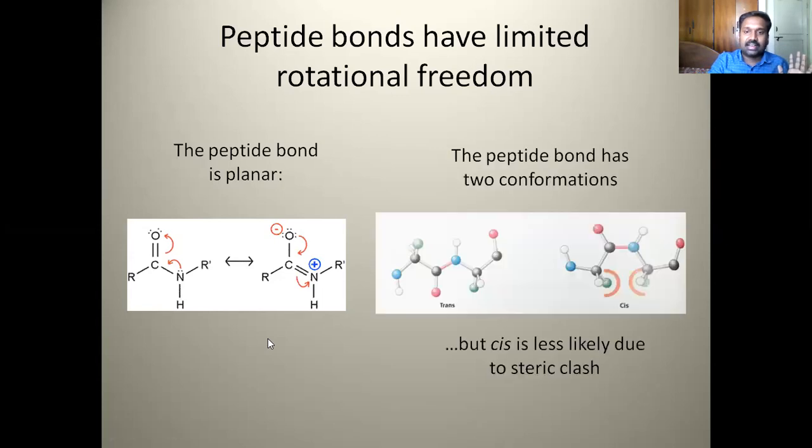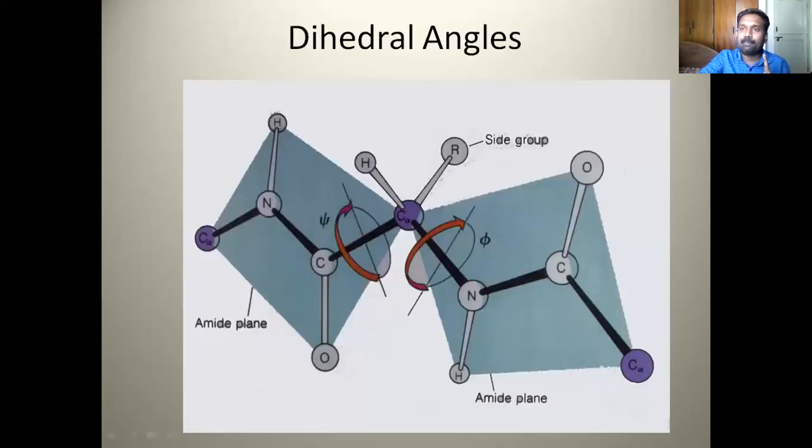Okay. So which are the two bonds for which we have to do the torsional angle analysis? The carbonyl carbon of the peptide bond and C alpha, and the nitrogen of the peptide bond and C alpha.